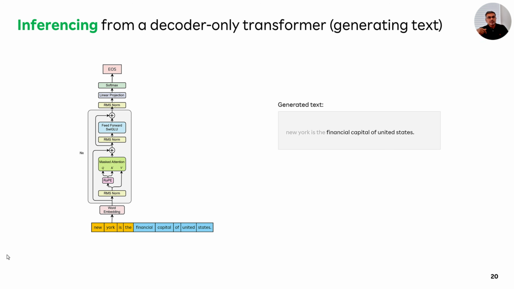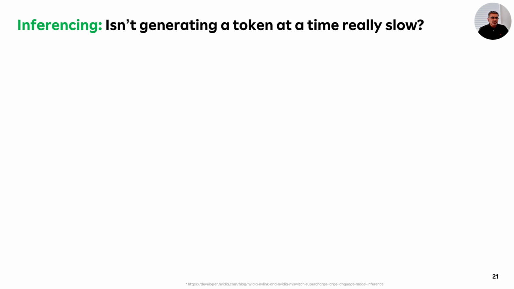As you can see, you pass it the initial prompt set of tokens, and then it generates the entire sentence or collection of sentences, an entire article, one token at a time. If you're trying to generate a very long answer, which is made up of thousands of words, this loop goes on 1,000 times. Now, the obvious question, isn't generating a token at a time really slow?